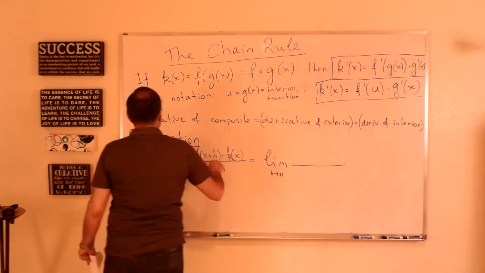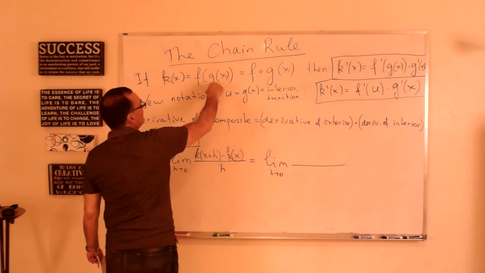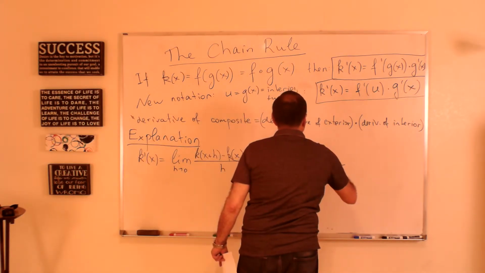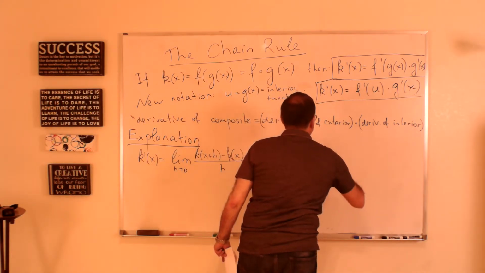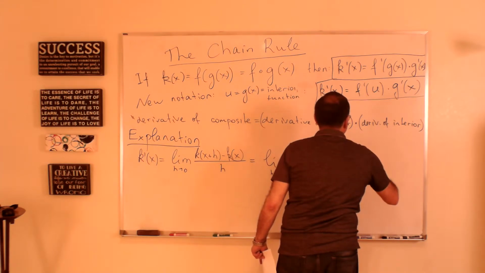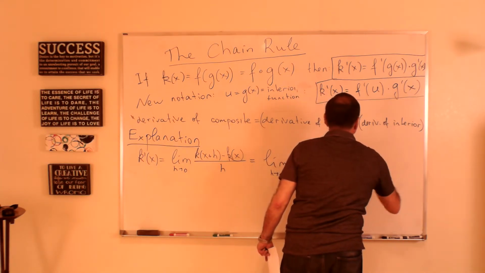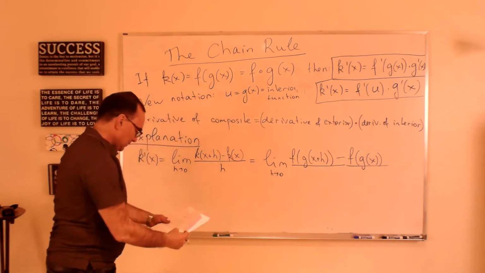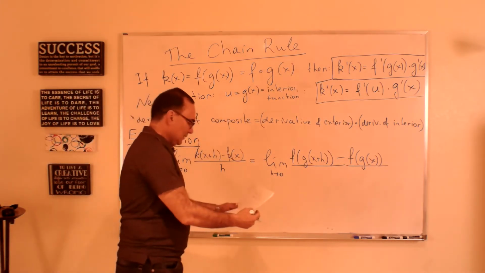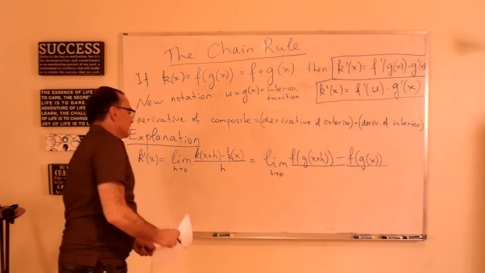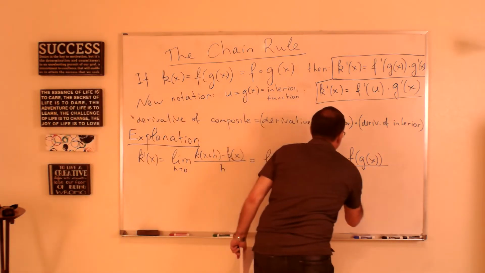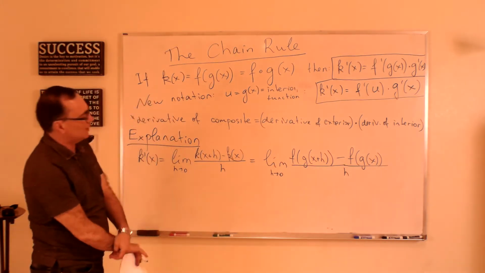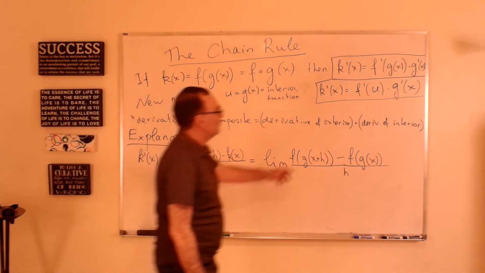Well, k of x plus h will be f of g of x plus h, minus f of g of x, and all that divided by h. And now I want to apply some algebraic manipulations to eventually come up with this formula.